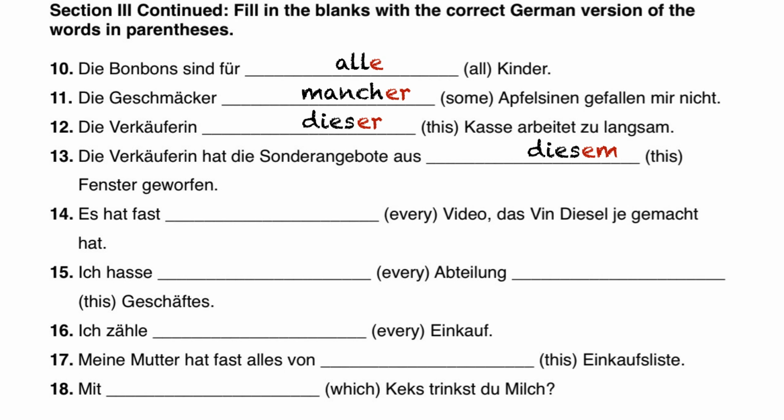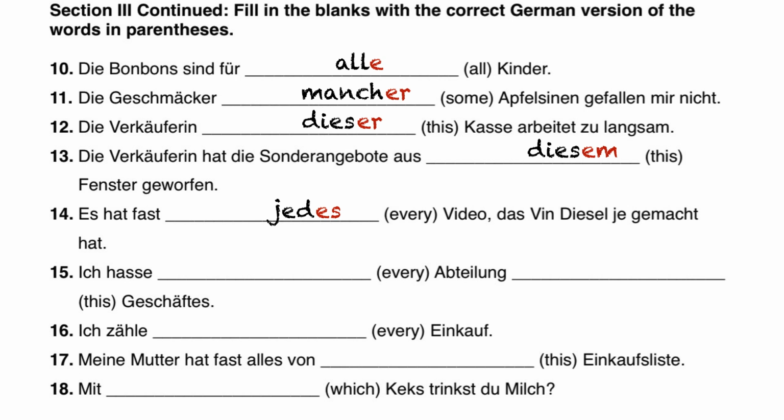Es hat fast something Video, das Vin Diesel je gemacht hat. Here we have the direct object for video. Every is jed, but we need the word for video, which is neuter, and we have to have a neuter accusative, since it's the direct object, es. Es hat fast jedes Video, das Vin Diesel je gemacht hat. It has almost every video that Vin Diesel has ever made. I'm assuming they're probably talking about the discount aisle because, well, that's where I would put all of the Vin Diesel movies. Ich hasse blank Abteilung blank Geschäftes.